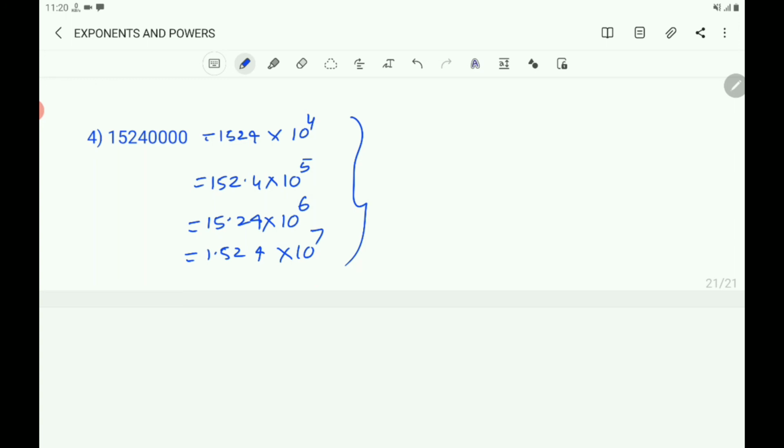All are same here. Here 1524 into 10 power 4. If you take 1 point after this decimal point, then the power becomes 1 more. Again 2 points after the decimal point means again 1 more, that is 4 plus 2, it becomes 10 power 6. So if you take 3 points after the decimal point, that becomes 10 power 7. Like this way you can write. Here in this case it is 1524 into 10,000, and in this case it is 152.4 into 1 lakh. In this case it is 15.24 into 10 lakh.